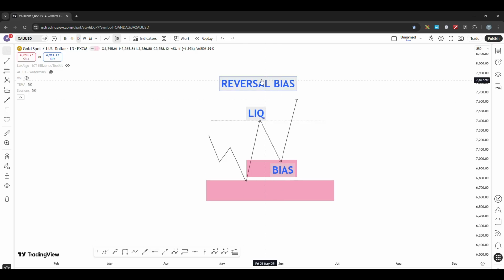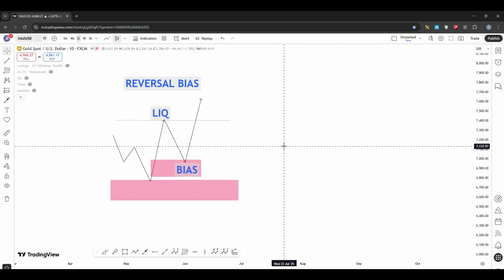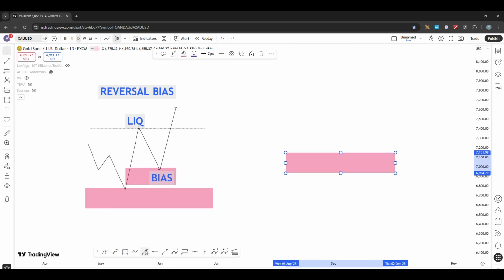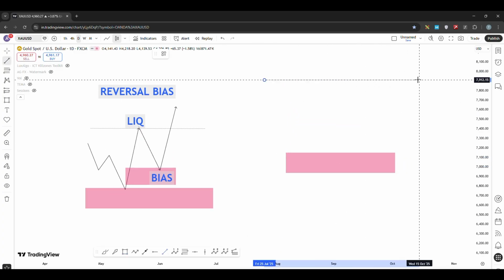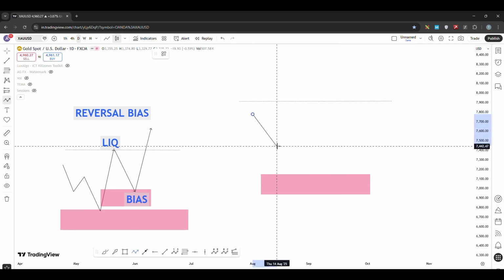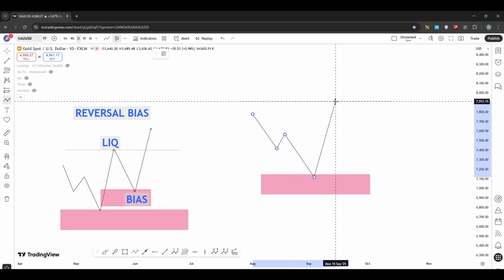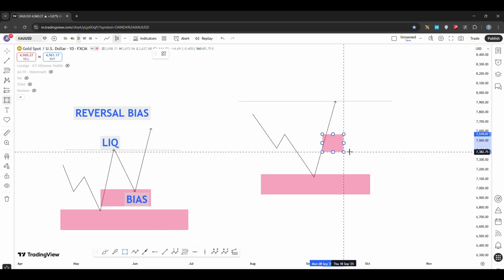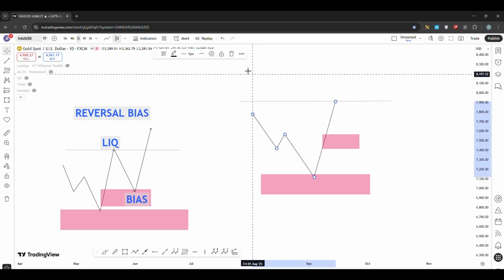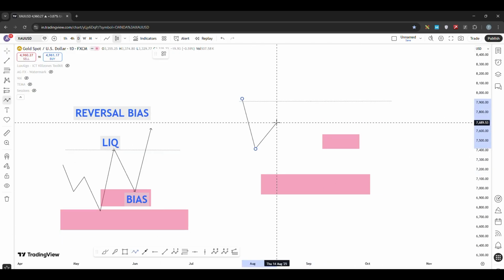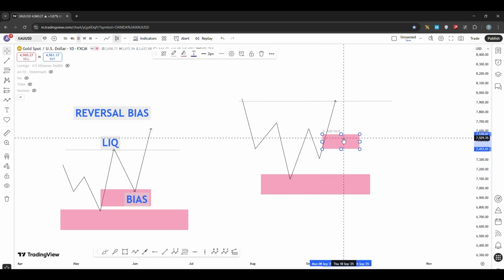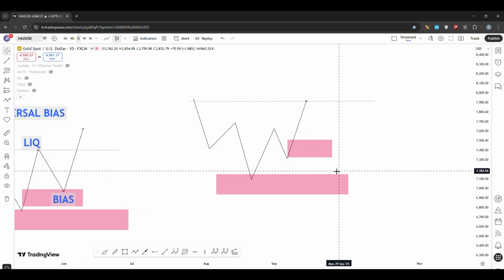Okay, but this is called what? This is called reversal bias. The third thing that I have shown you today is that it can happen that, let's say we have got a POI and a liquidity over here, market comes down, taps into the POI, and then goes to the liquidity, and let's say market creates some kind of an internal POI over here. Let's say I make it like this, market drops, and then market goes like this. Okay, so market creates this POI over here, right?